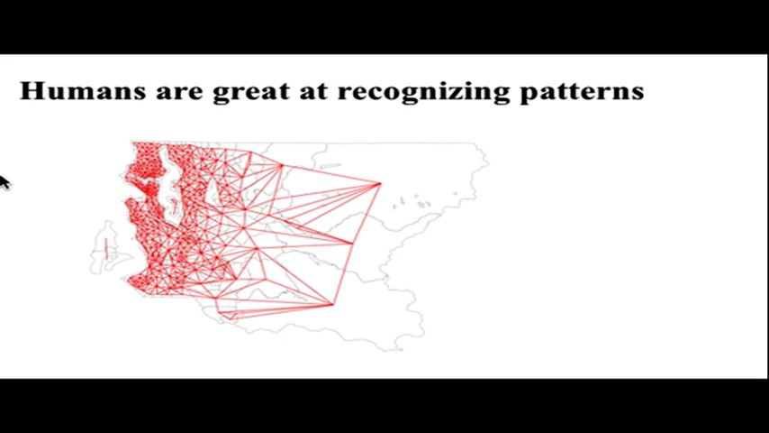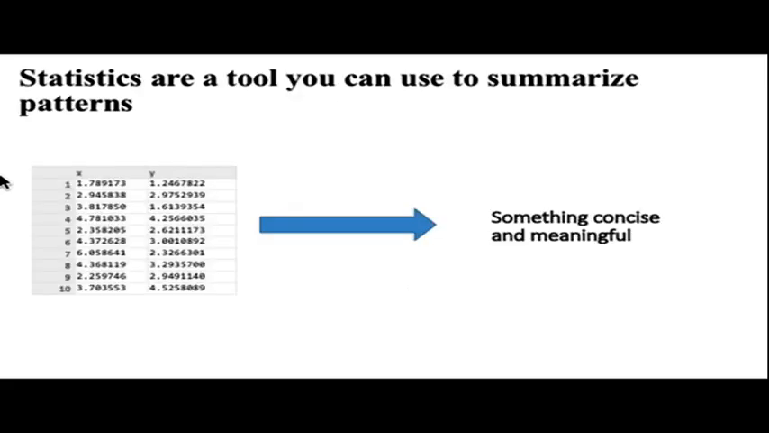So we're really good at recognizing patterns. Right, so this is a map of King County's connectivity between tracts. We can see intuitively what things are related to what other things. And statistics are one of those tools that you can use to summarize what's happening in your data so that someone else can see what you see too. Maybe they're not as good at recognizing those patterns as you are. So you can get something concise, right?